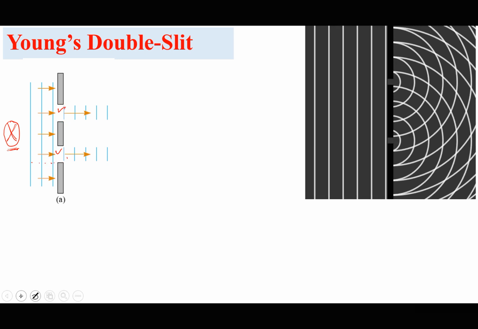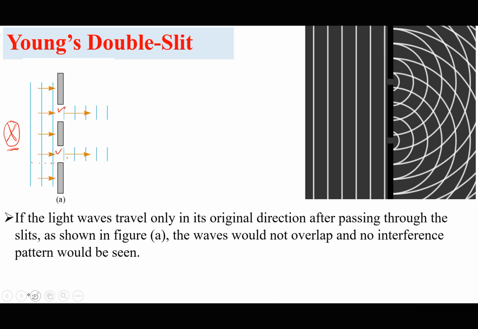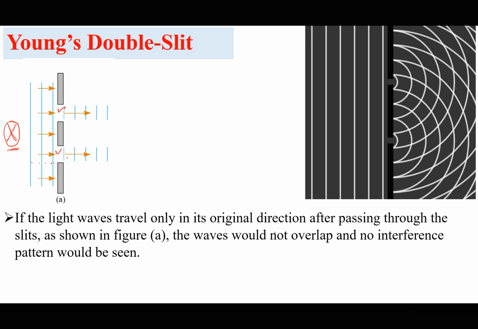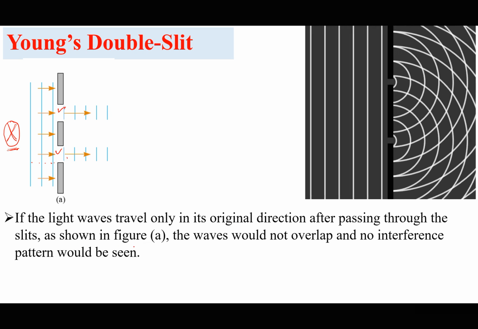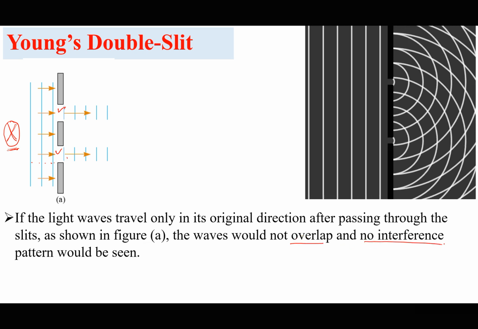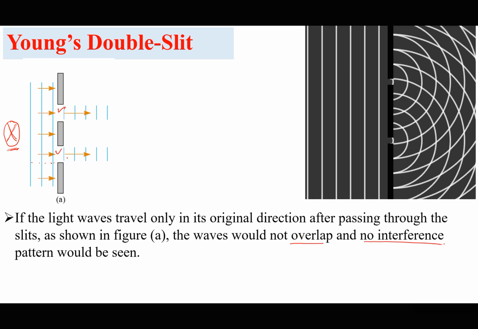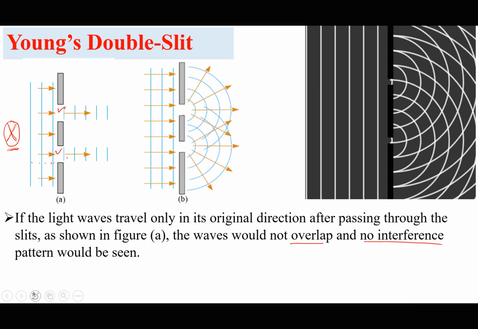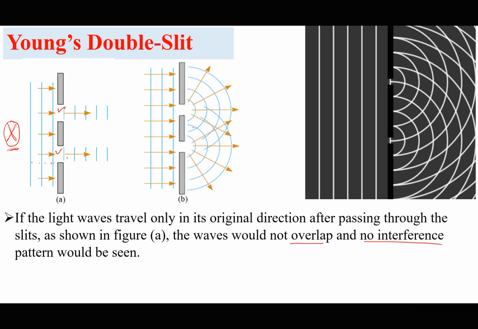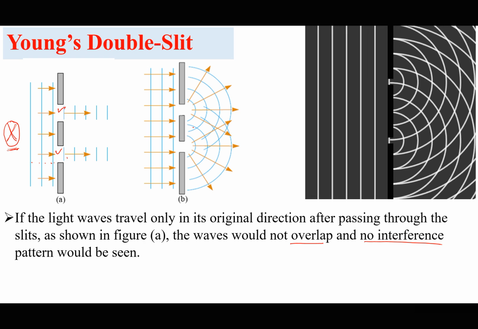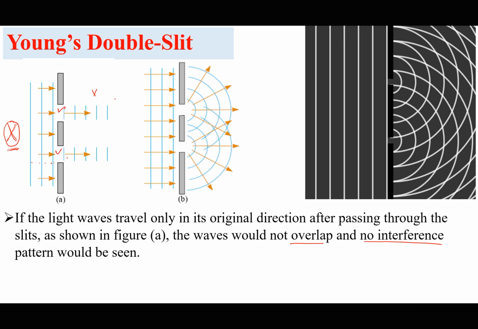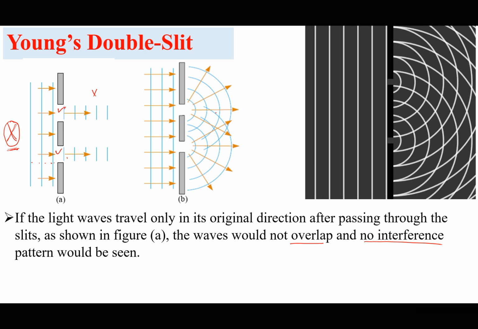But remember, diffraction plays its role, as we have already mentioned. If the light waves traveled only in their original direction after passing through the slits, as shown in figure A, the waves would not overlap and there would be no interference pattern to be seen. However, we know that instead, the light undergoes diffraction. Diffraction is the spreading of waves into regions of geometrical shadow. So the light does not continue in a straight line, but instead spreads into regions of geometrical shadow.